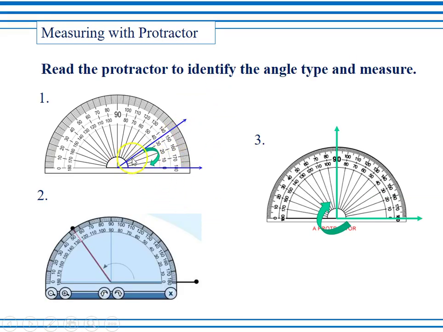Also important is measuring with a protractor. So we're going to talk a little bit about angle type and measure. Here's the angle, this blue angle, and I've marked the angle I'm talking about with this arrow.